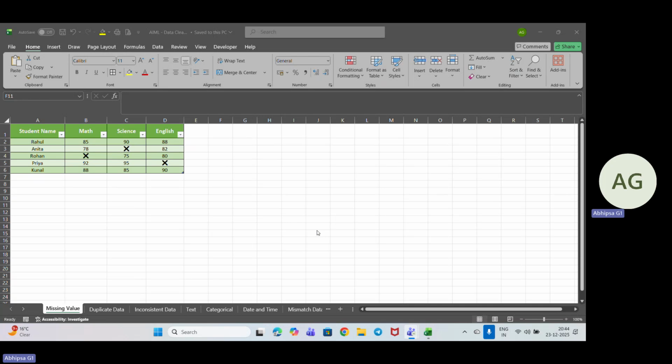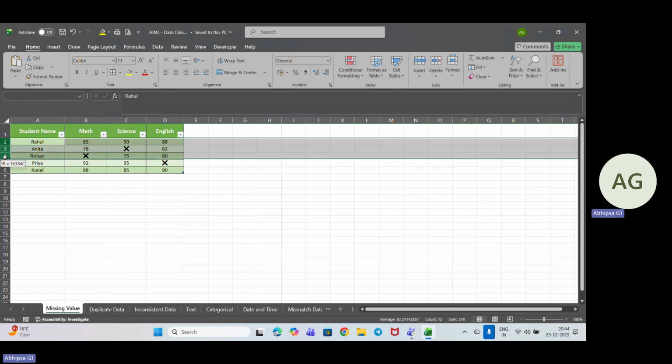So the very first step for understanding and fixing the messy part of the data is that we need to look for the missing values. We need to see if my data set contains any missing value or not, and if it does, then how to handle it. So this is my data set, you can see.